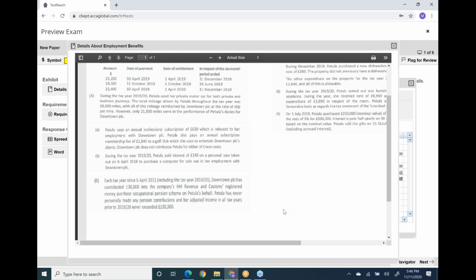Now the question is how we have to deal with exempt benefit. Just write 0 for exempt benefit. Just write 0. Okay, in this way you will score 0.5 marks or something.